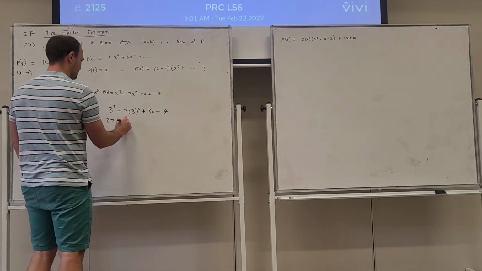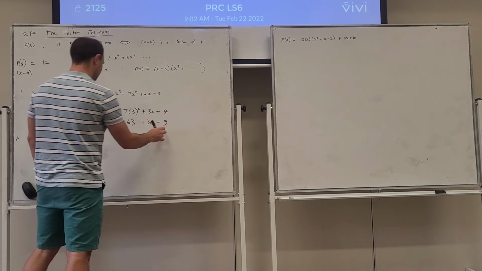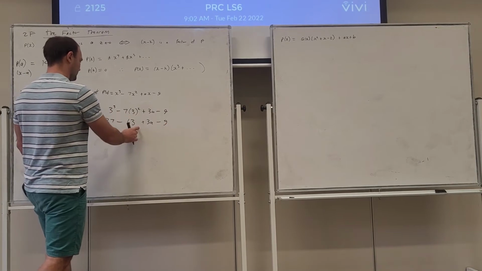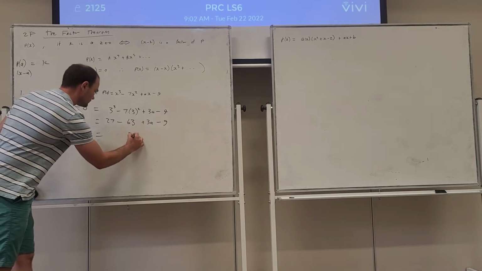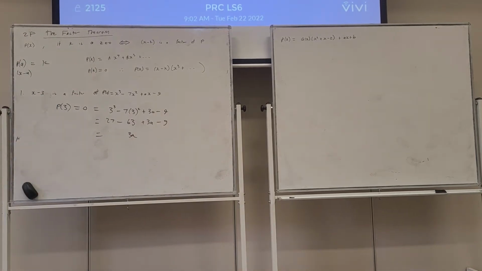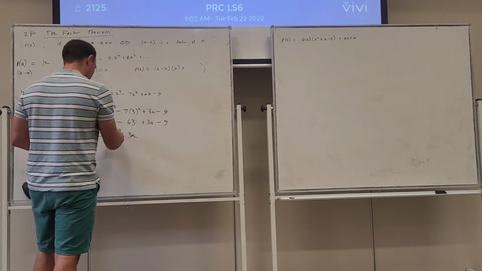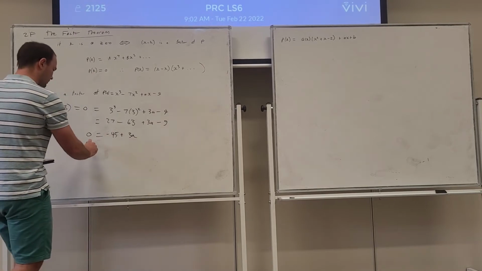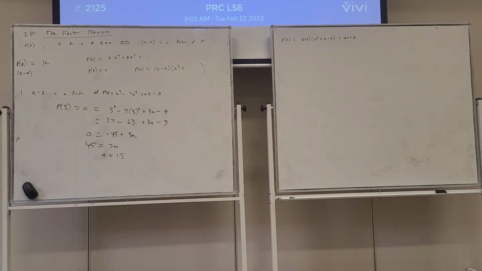So we'll have 27, take 9, 7, 6, 3. We've got minus 45 plus 3a is 0. So we'll have 45 is 3a, we'll have a is 15. Alright, so that's an easy application of the one.